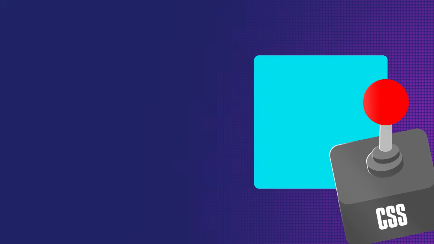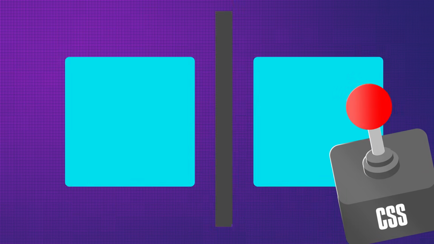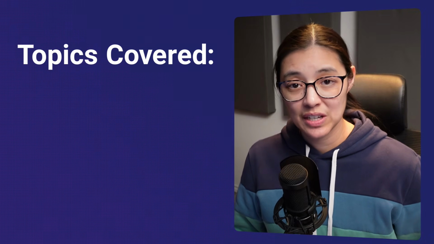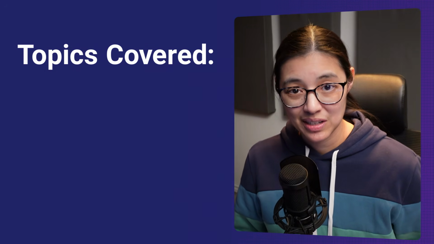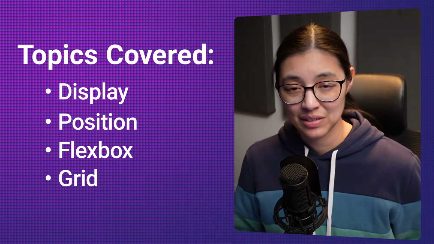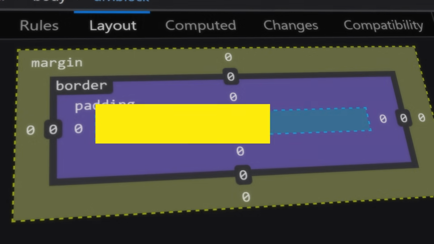Hey folks, this is the first in a series of videos all about CSS layout. Working with layouts means that you're using CSS to control where an element is positioned in relation to other elements around it, its parent element, and even the entire viewport. In this series, we'll be covering all of the CSS properties that deal with layouts, such as display, position, flexbox, grid, and others.